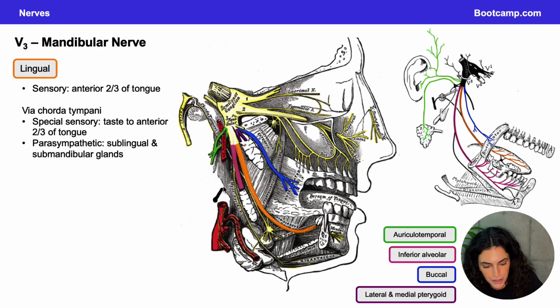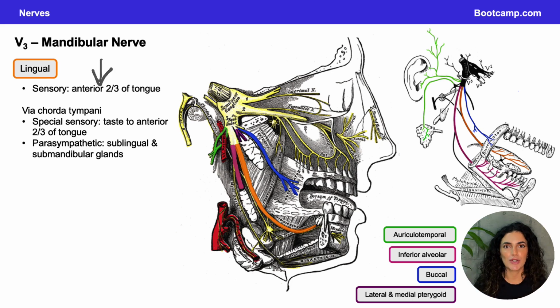So between our inferior alveolar and our long buccal nerve, we're going to find our lingual nerve. And as the name implies, this lingual nerve is going to be traveling to the tongue. And as it travels to the tongue, it's going to give off branches that are going to go ahead and supply general sensory to the anterior two-thirds of the tongue.